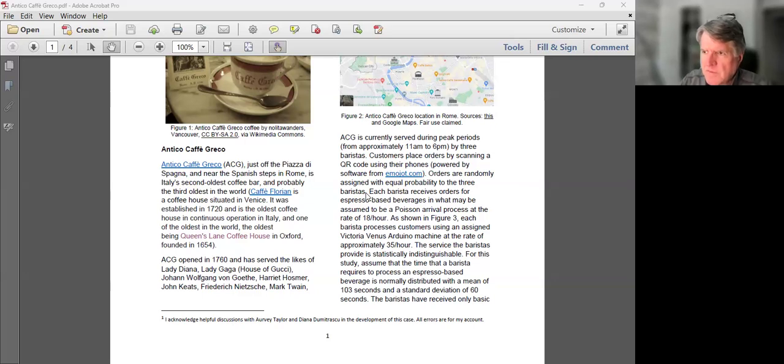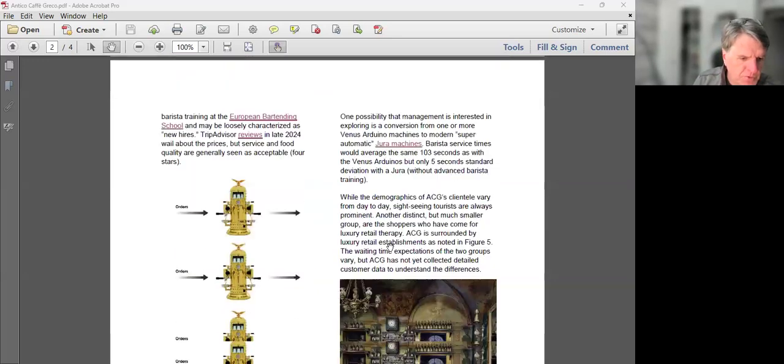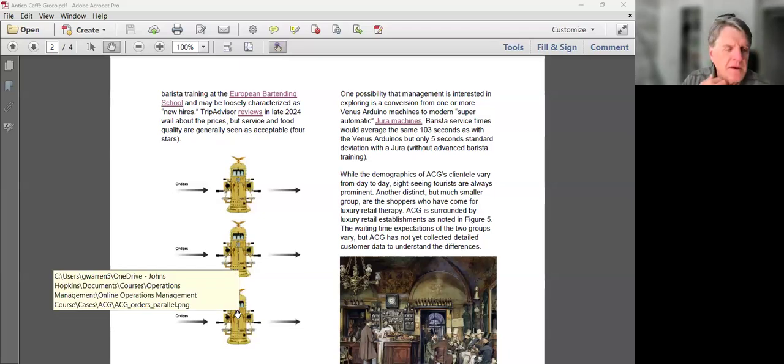So the first kind of analysis that I'd like to sketch out for you is how to use the queuing calculator to explore some of these scenarios. In pretty much all of the analysis that you would do, either in a case like this or in practice, you would evaluate the base case, the current scenario, assuming that you have an existing operation. And the key here is that we have unpooled orders coming in at the rate of 18 per hour to each of these Venus Arduinos. And these baristas are able to produce caffeinated beverages at the rate of 35 per hour.